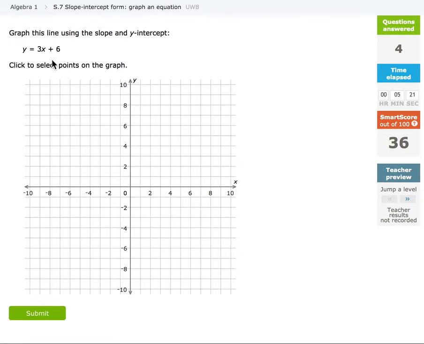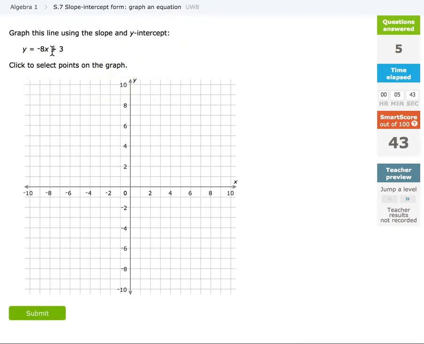The y-intercept is 6, and the slope is 3. Again, think of that as a fraction, 3 over 1. So from here, you have to rise 1, 2, 3, and run 1 because of that invisible 1 underneath. That's your denominator.